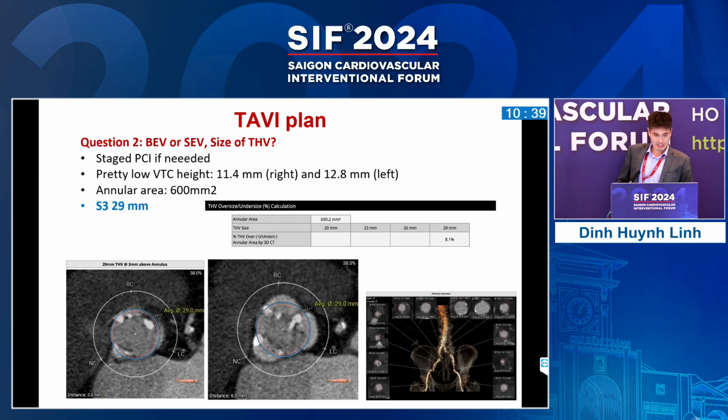So the next question is what kind of TAVI valve should we choose? Should we choose balloon expandable or self-expandable, and what size of the heart valve? We know that we may need to do PCI later on, maybe 1 month or 1 year later, and the VTC height is pretty low. So we do think that balloon expandable is a better option in this case. Based on the analysis, with the area of 600 millimeters square, we chose the 29 millimeter S3, and it will be oversized by 8%, and the peripheral access is pretty good, so you can do transfemoral.